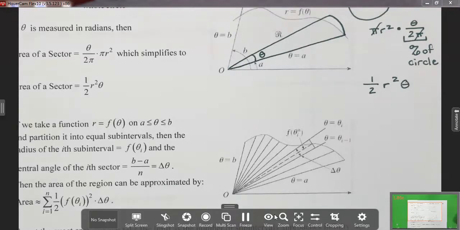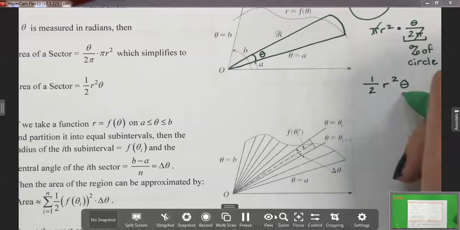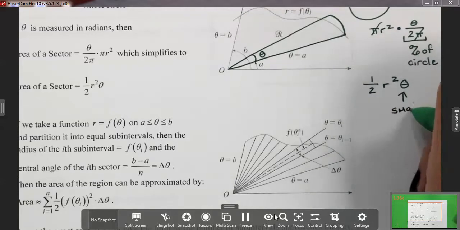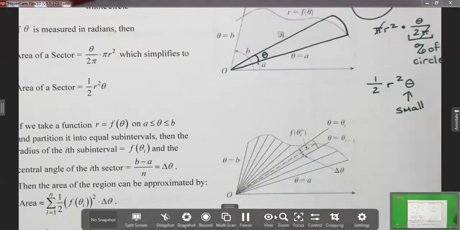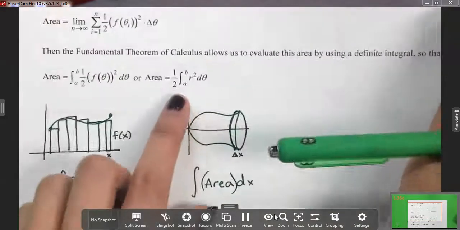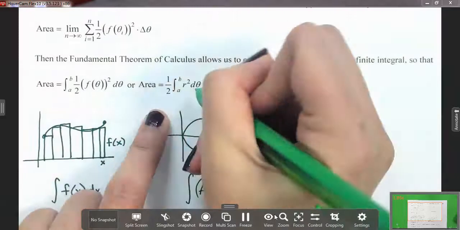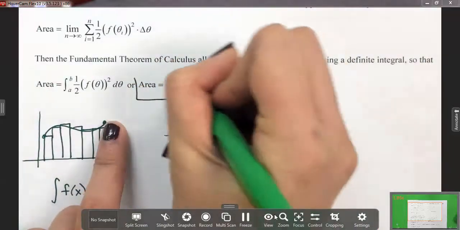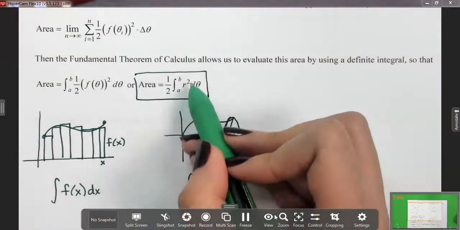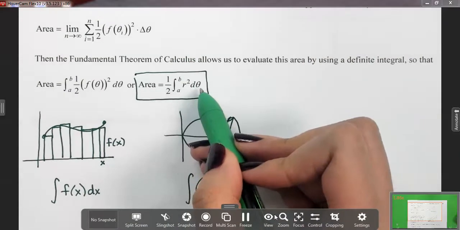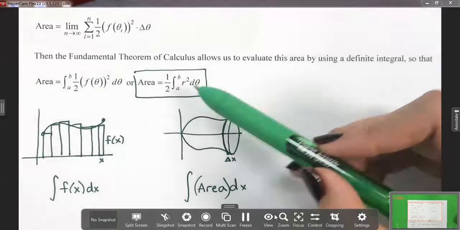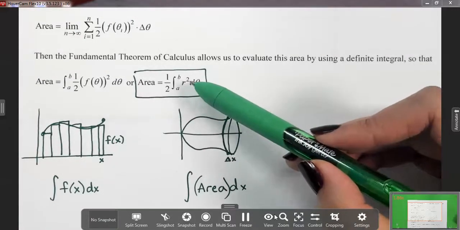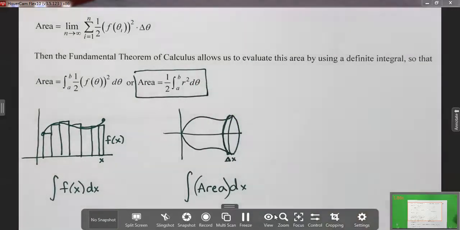Okay, now we want to make them infinitely small, so theta is what we want to make super small. If I make theta super small, then we end up integrating and adding up all the areas of the sectors, and that's how you get 1/2 integral from a to b of r squared d theta. Your d theta is what's going to get super small, just like your dx got super small down here. And then you're just going to integrate r squared. So this is the formula you need to remember for polars.